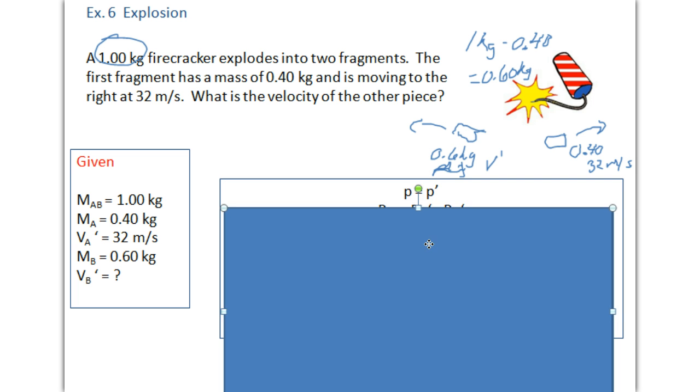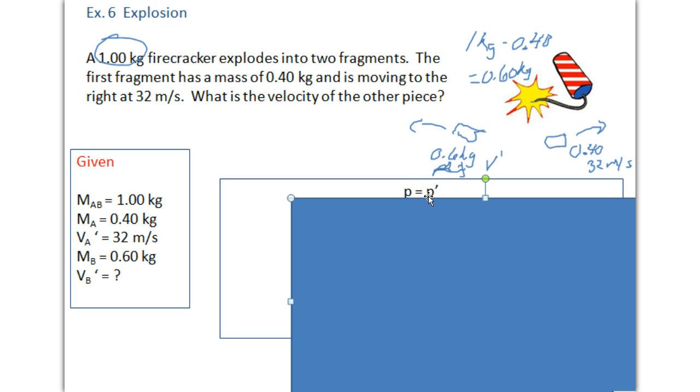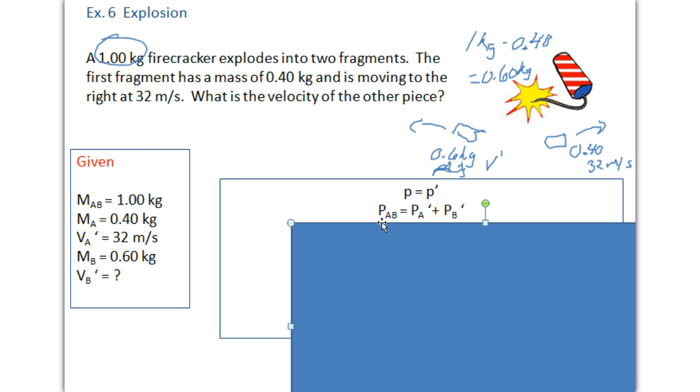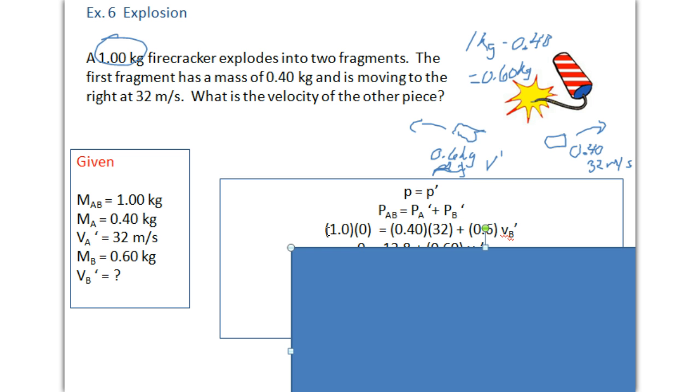So when you start here, again, we always start with momentum before equals momentum after. So momentum of the whole piece is equal to momentum of each separate piece after the explosion. And momentum, remember, is mass times velocity. So the mass of the firecracker originally is 1 kilogram. It wasn't moving, so its momentum before is going to be 0. The second piece, 0.4 kilograms, moving at 32 meters per second. The other piece, 0.6 kilograms, and we don't know its velocity.